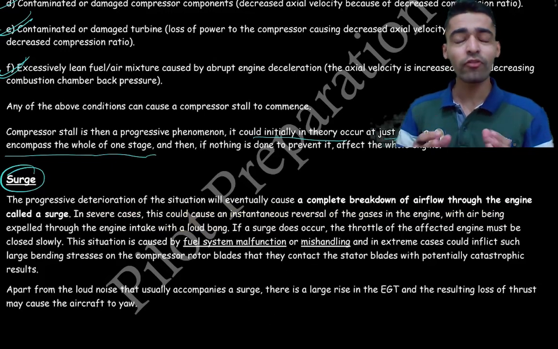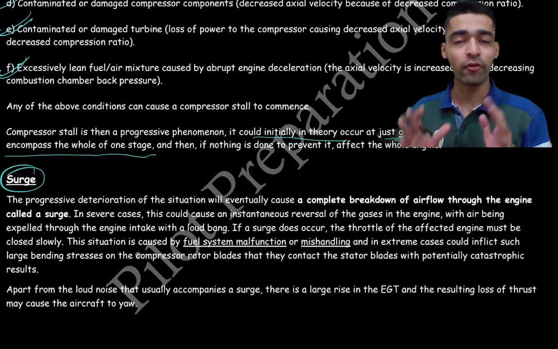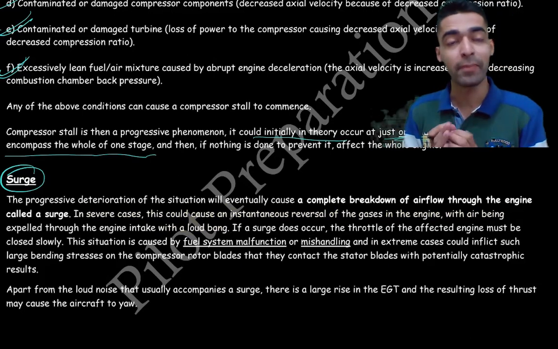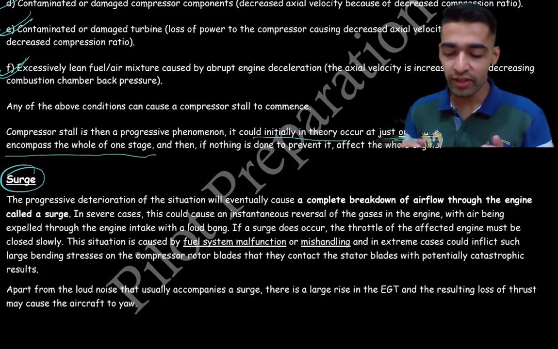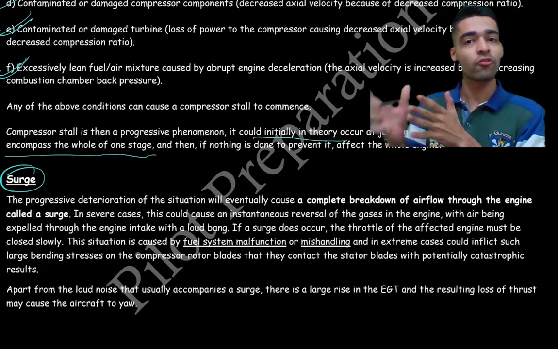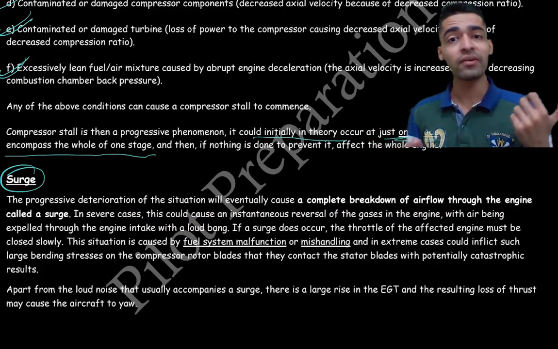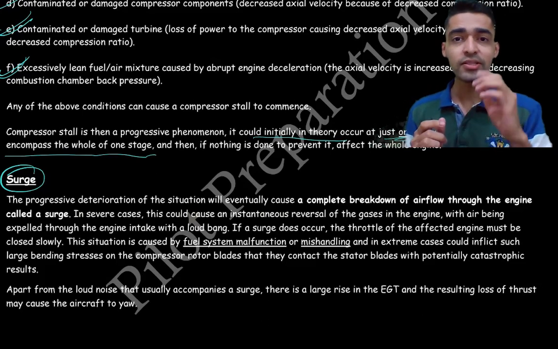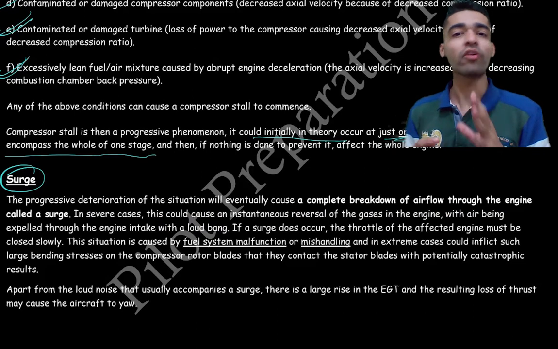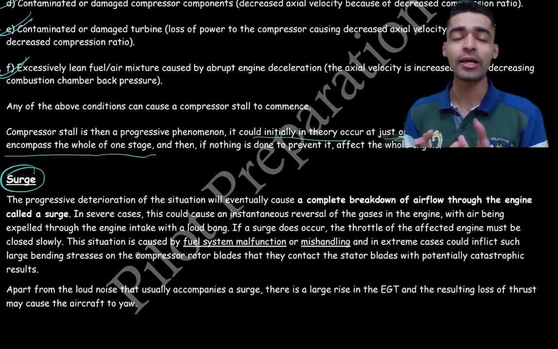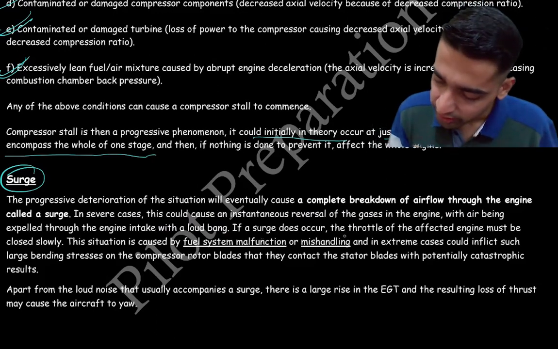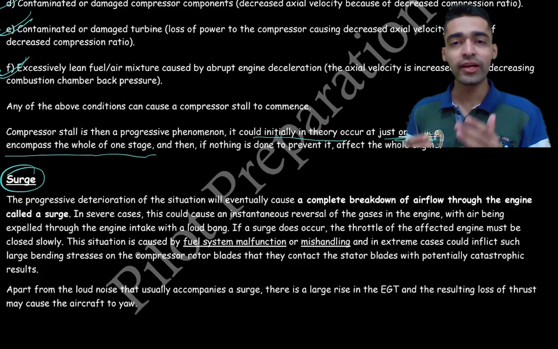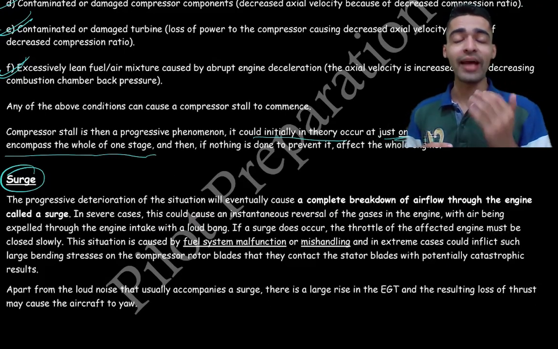Now let's talk about surge in detail. The complete breakdown of the engine after a certain time of stall is called surge. Surge is nothing but progressive deterioration of the situation that will eventually cause a complete breakdown of airflow through the engine. In severe cases, it could cause instantaneous reversal of gases, because there would be gases inside at high pressure coming out through the compressor itself. Once this reversal happens, there would be a big blast, and this blast could damage the rotor and stator blades. This will cost a lot, and will make the compressor totally incapable of doing anything. If the surge does occur, the throttle of the affected engine must be closed slowly. That means the throttle by which we provide a lot of fuel should be closed slowly. Otherwise, more damage could take place.